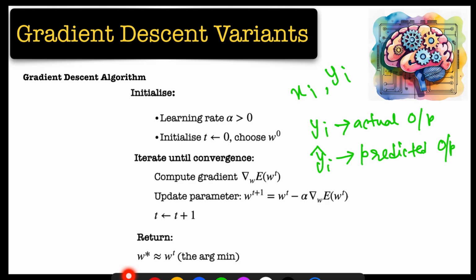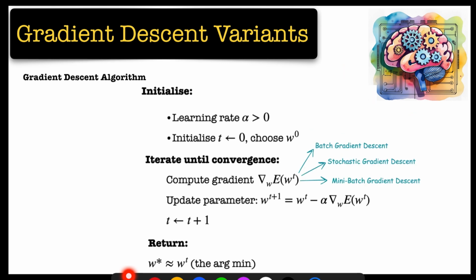So what we do is compute the gradient of this error. We update the weight parameter: Wt plus 1 equals Wt minus alpha times the gradient of this error. Then we increment the iterations. Our main target is to minimize the loss, and that is the convergence criteria. Once we reach there, we return W star, the optimized weights, which will be the weight parameters at the last iteration.